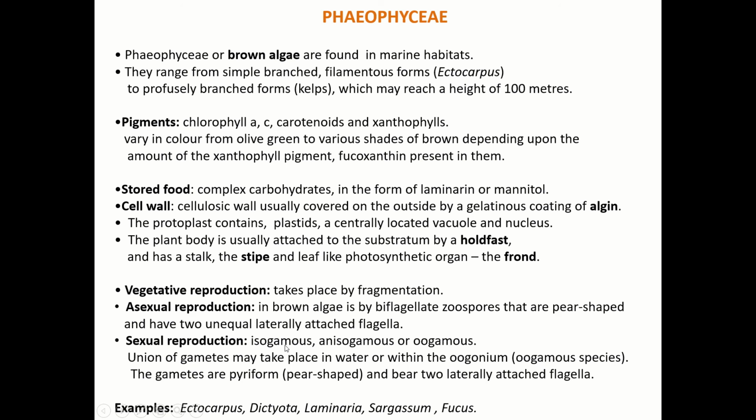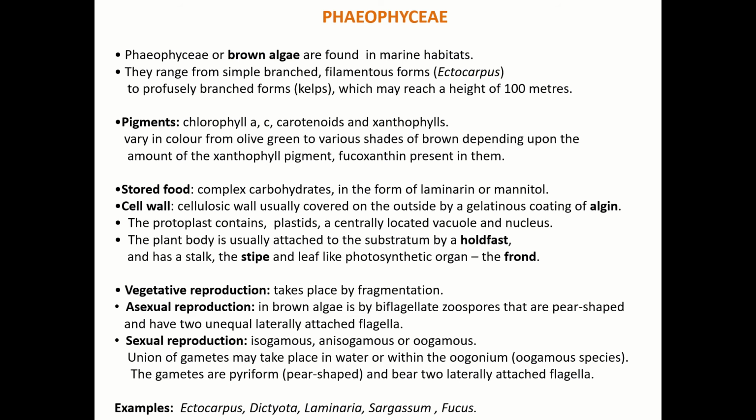Sexual reproduction is isogamous, anisogamous or oogamous. Union of gametes may take place in water or within the oogonium in oogamous species. Now, the union of gametes occurs because their spores are released in water, or sometimes in the oogonium, that is the female reproductive structure which is attached to the plant body.